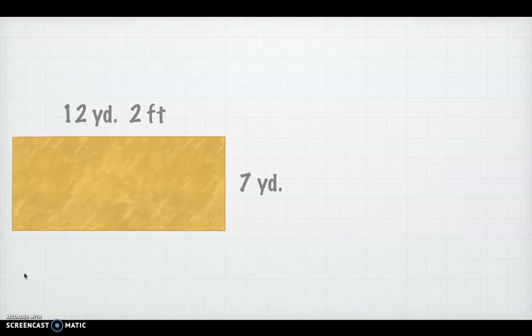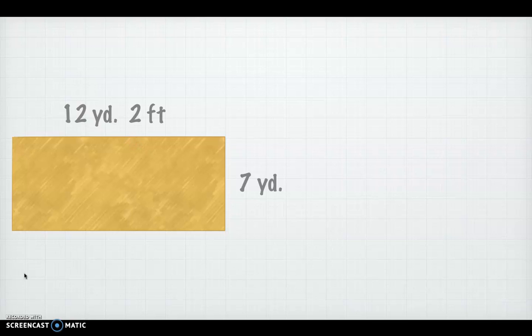I have a rectangle with a length of 12 yards and 2 feet, and a width of 7 yards. For the first example, I'm going to change it to the greater unit. My greater unit in my shape right now is yards, so I'm going to change all my measurements to yards. The only one that I have to change to yards is this 2 feet over here.